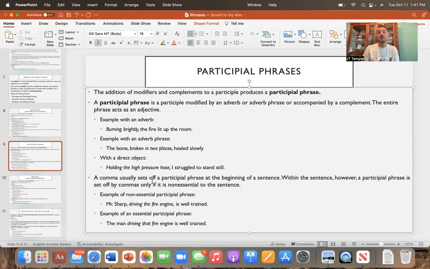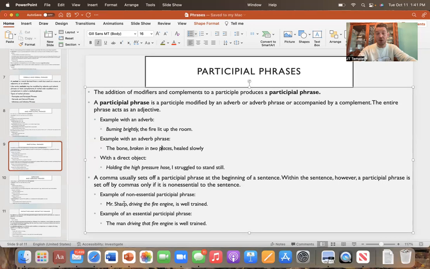A comma usually sets off a participle phrase when it's at the beginning of the sentence. Think of it like an introduction, as we see here. Within the sentence, however, a participle phrase is set off by commas only if it is non-essential to the sentence. So very similar to appositives, right? Which are functioning as modifying nouns.